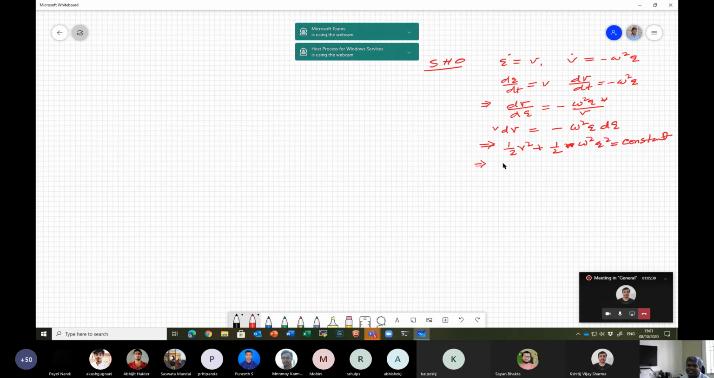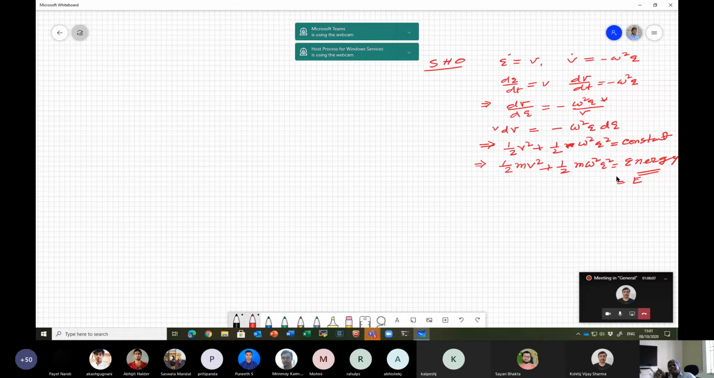If you just multiply this equation with the mass of the particle, which is having this simple harmonic oscillation, so you get half m of v square and half of m omega square of q square. Then what will be this constant of integration? This will be nothing but the energy of that simple harmonic oscillator, right? Say this is E. Correct.